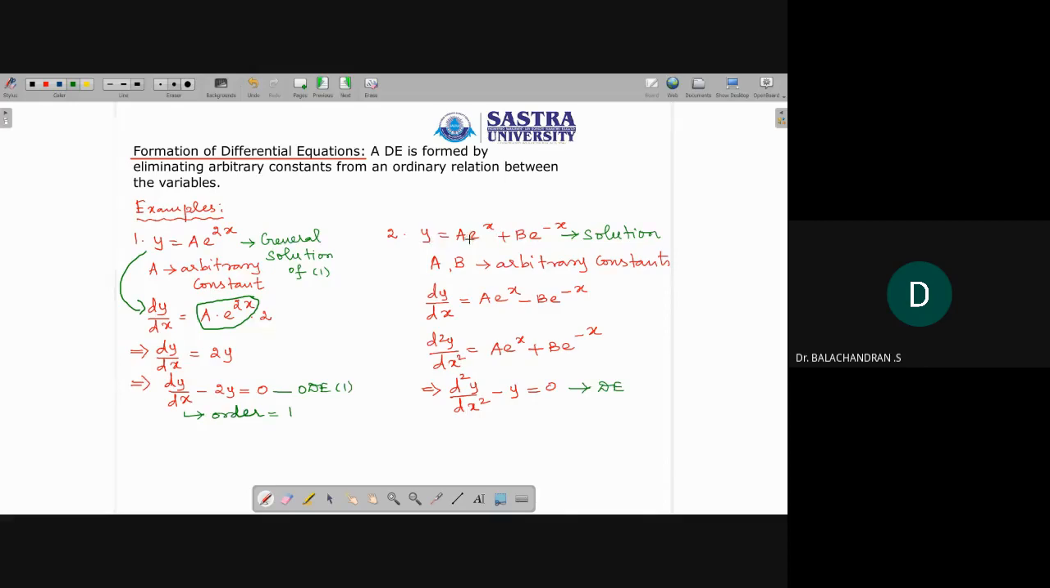So y equal to a into e power x plus b into e power minus x. So form the differential equation. Here you have two arbitrary constants.